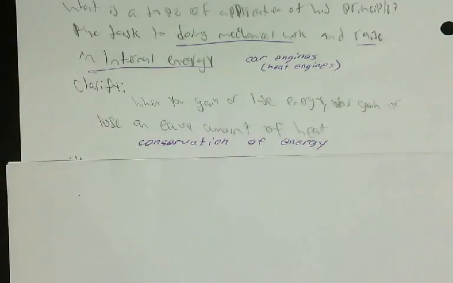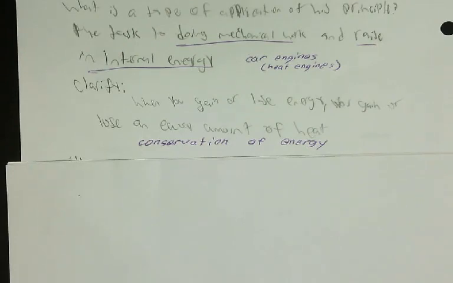So, Mr. B, what you're saying is the zeroth law is basically just a transitive property of math where A equals B, B equals C, C equals A. Yes? So what you're saying, Mr. B, is that the first law is just the conservation of energy. And you are absolutely right. The first law is just the conservation of energy.